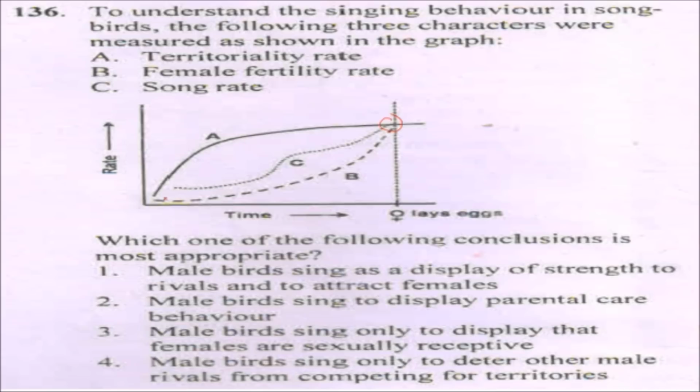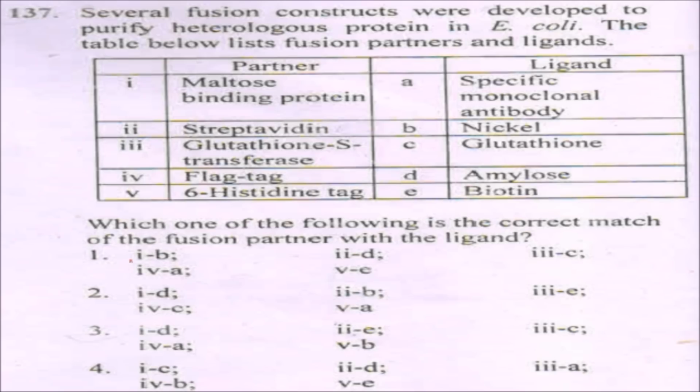Another is that the egg laying period is also increasing with its singing behavior, and also the fertility. So what does it state? That male birds sing as a display of strength to rivals and to attract females. The next statement is also a match for the following types. So the answer will be number 3.